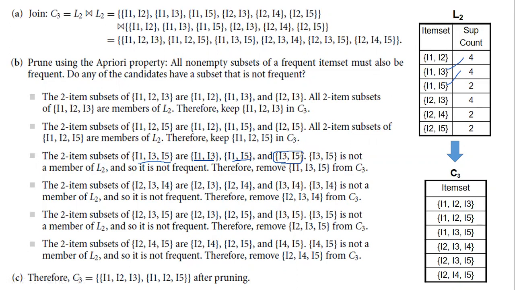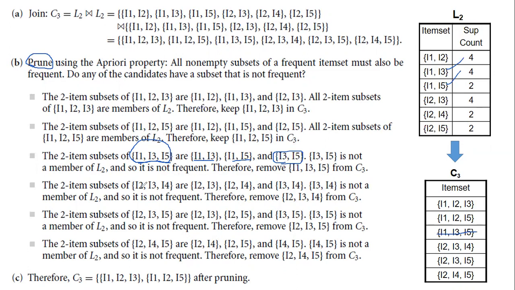According to the a priori principle, if the item set is infrequent, then its superset is also infrequent. What is the superset of I3, I5? I1, I3, I5. Obviously, this also becomes infrequent, so it will not be part of C3. That is how we apply the second step operation, pruning. We are removing the infrequent item sets by using the a priori property.